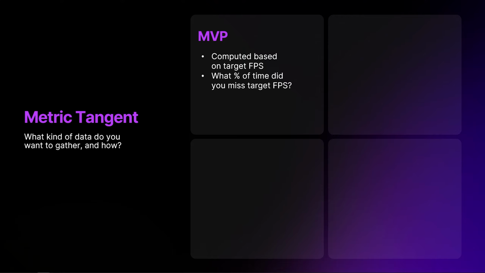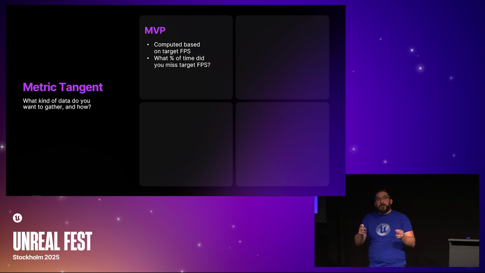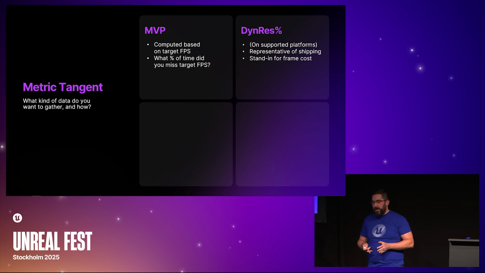So missed vsync percent is something that is calculated from CSV profiler results using the perf report tool executable. Based on your target frame rate, it's going to tell you what percent of the time did you miss that target frame rate. Dynamic resolution, again, on supported platforms, is more representative of the shipping experience, and it is a kind of a stand-in for frame cost. So if you want to run the perf test type and figure out what number should I actually care about, now we can talk in terms of percent dynamic resolution improved or regressed.